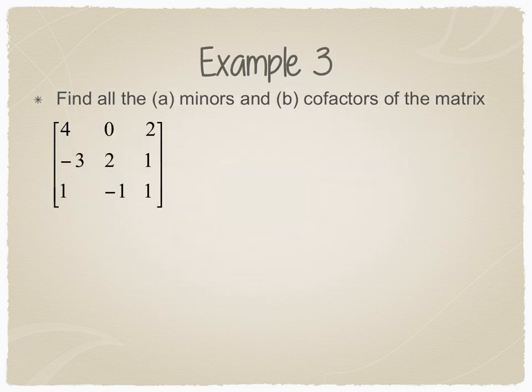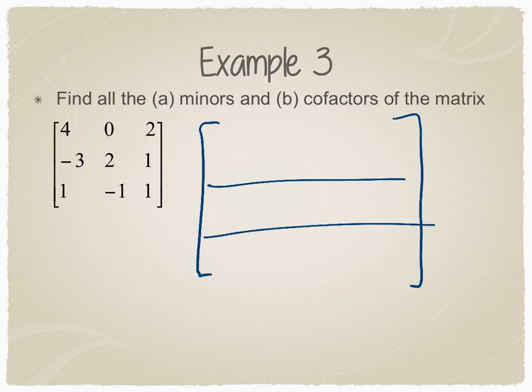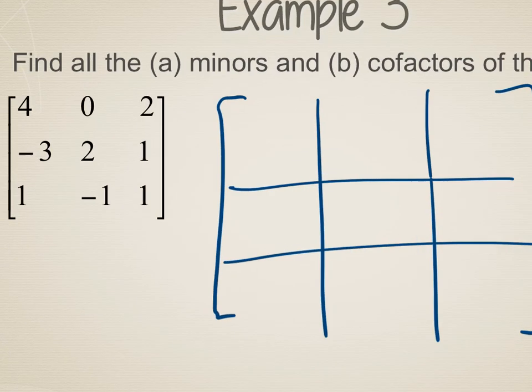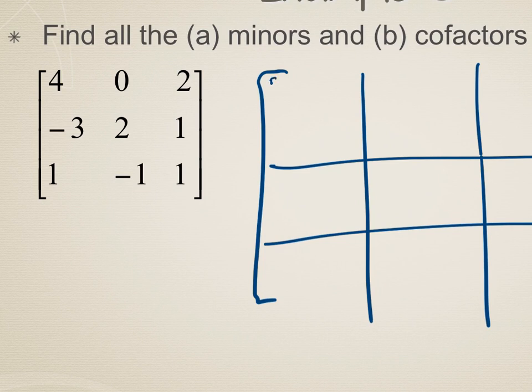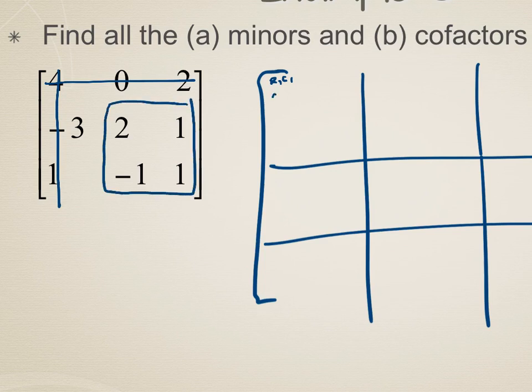Okay, now we're going to find the minor and the cofactor of a 3 by 3. So it's also a 3 by 3. In row 1, column 1, I'm going to cross through row 1, column 1, and I'm finding the determinant of what's left. So I do 2 times 1 minus -1 times 1, because I go this way, then that way. From there, I get 2 minus a -1, which becomes 2 plus 1, or 3.